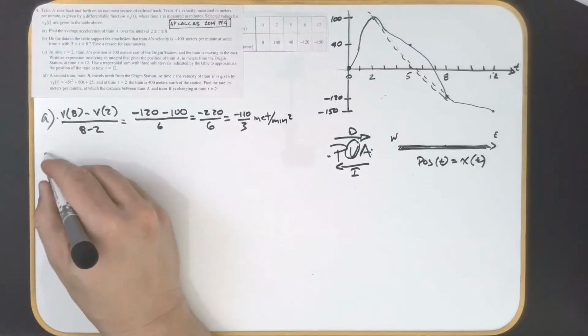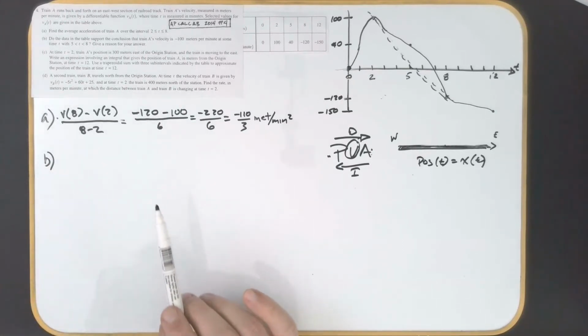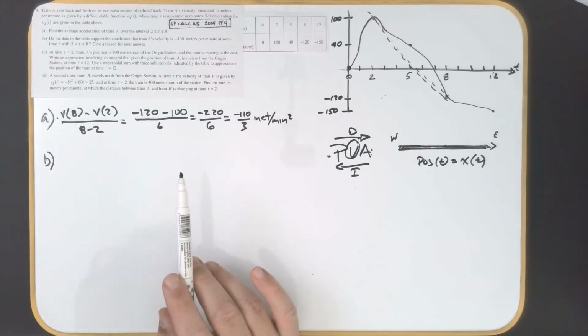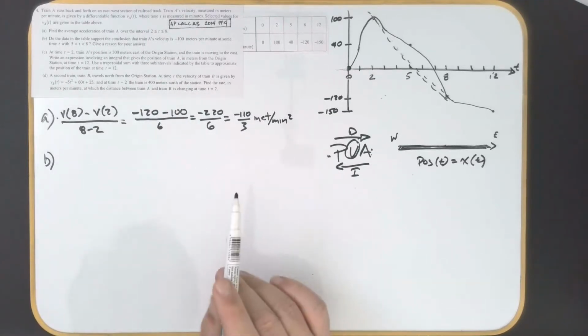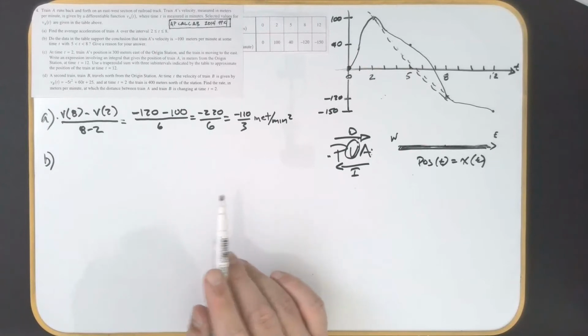Okay, Part B. Part B says, does the data in the table support the conclusion that the train's velocity at some time is negative 100 per minute? Sometime between 5 and 8.